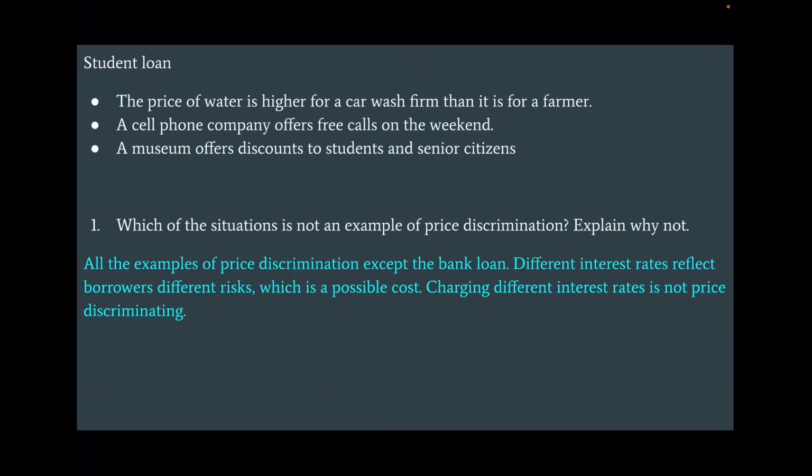The price of water is higher for a car wash firm than it is for a farmer. A cell phone company offers free calls on the weekend. A museum offers discounts to students and senior citizens. Which of the situations is not an example of price discrimination? Why? Explain why not. All the examples are price discrimination except the bank loan.